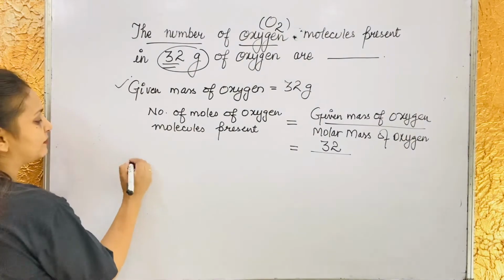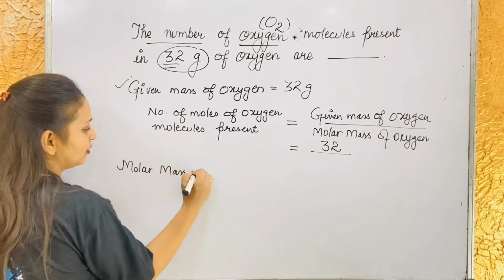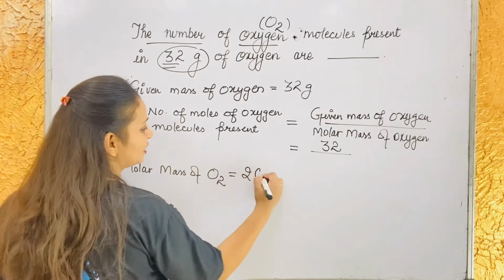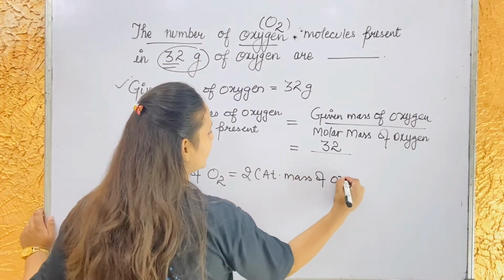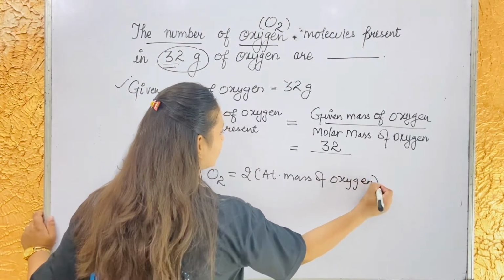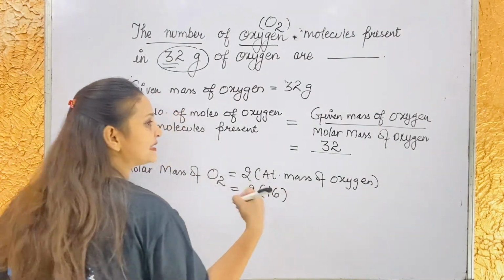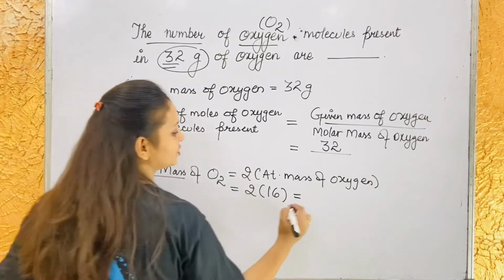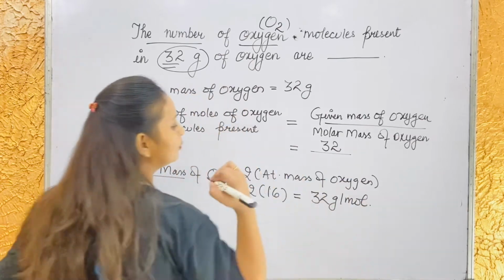What is the molar mass of oxygen? Molar mass of oxygen, that is O2, is 2 times the atomic mass of oxygen. Now what is the atomic mass of oxygen? 16 grams per mole. So the molar mass of oxygen will be 32 grams per mole.